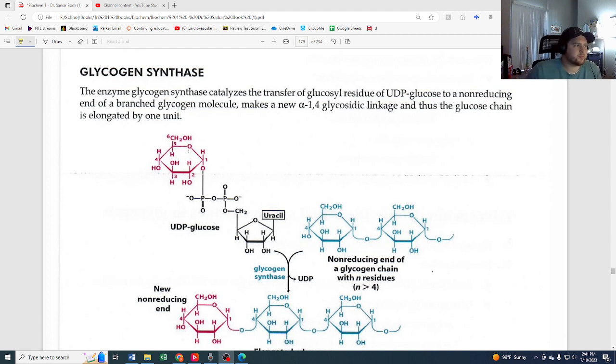Glycogen synthase. The enzyme glycogen synthase catalyzes the transfer of glycosyl residue of UDP glucose to a non-reducing end of a branched glycogen molecule, making a new alpha-1,4 glycosidic linkage, and thus the glucose chain is elongated by 1 unit.